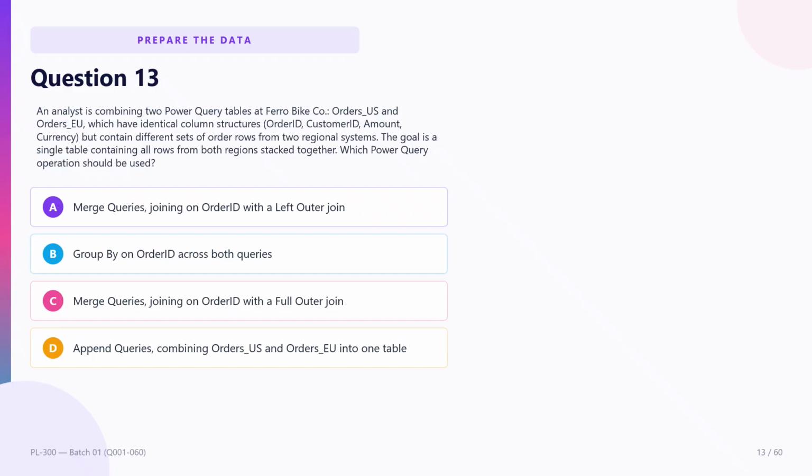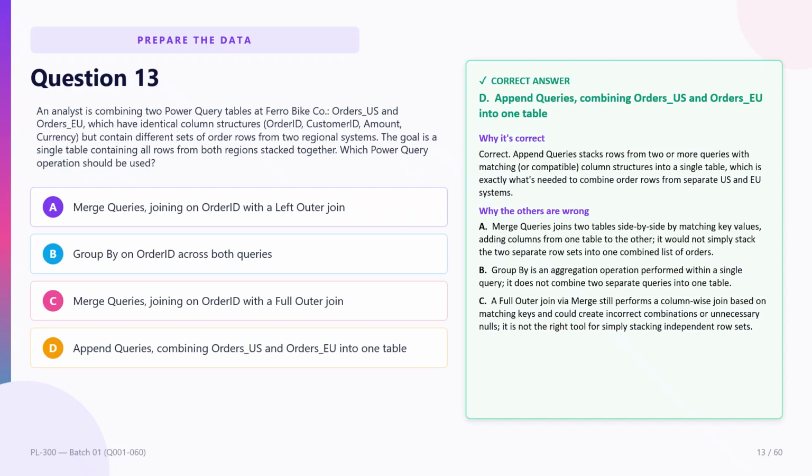Option A, merge queries, joining on order ID with a left outer join. Option B, group by on order ID across both queries. Option C, merge queries, joining on order ID with a full outer join. Option D, append queries, combining orders_US and orders_EU into one table. Take a moment and make your choice.